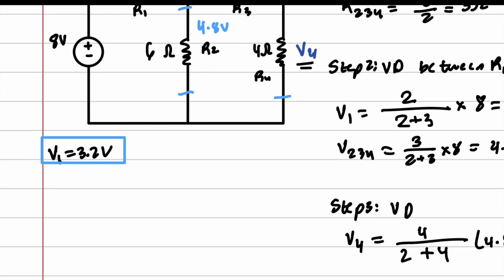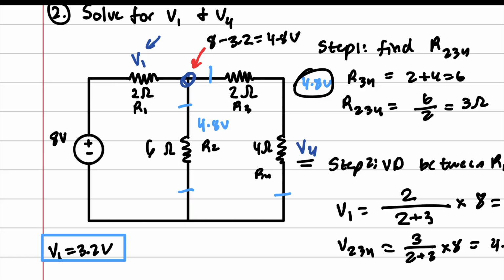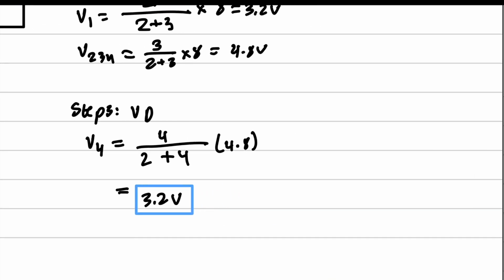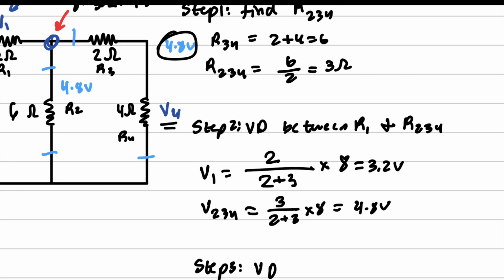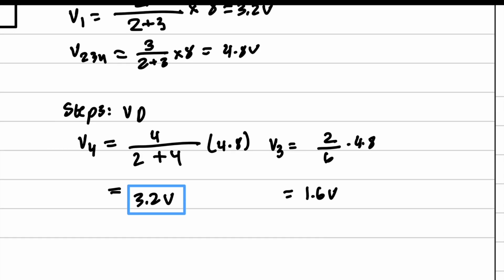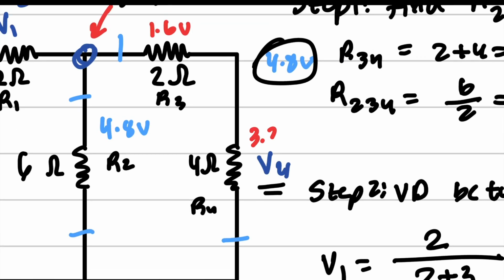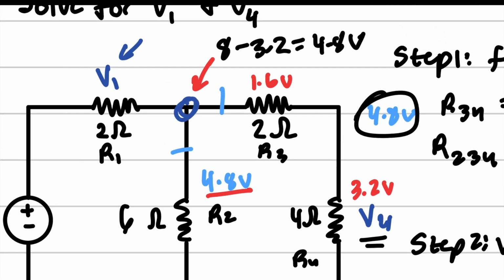So, as you can see here, it seems like both the answers are the same, and it does make sense, right? So let's think about this. Let's find actually V3. V3 is going to be 2 over 6 times 4.8, and that is going to equal 1.6 volts. So if we plug in 1.6 volts here, 3.2 volts here, 4.8 volts here, and 3.2 volts here.